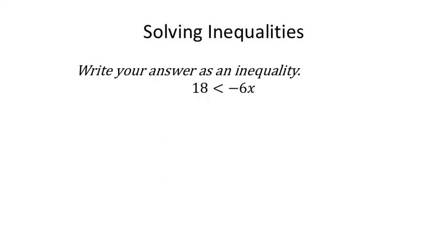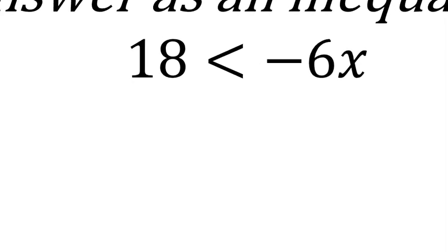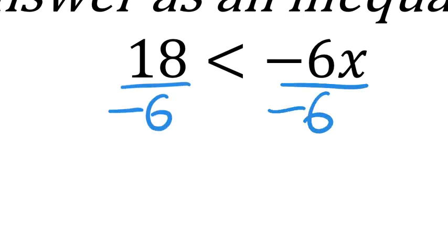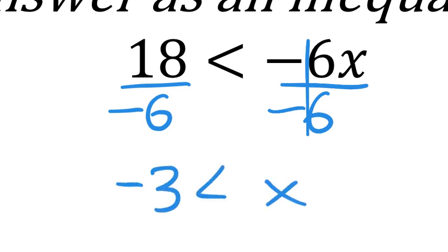All right, then this one. Oh, this one just wants the inequality. Wow, that's nice. So let's solve it then. This one's only one step, so just divide both sides by negative 6. Now, we get kind of on a roll right here, and it's like, dude, negative 3 is less than x.